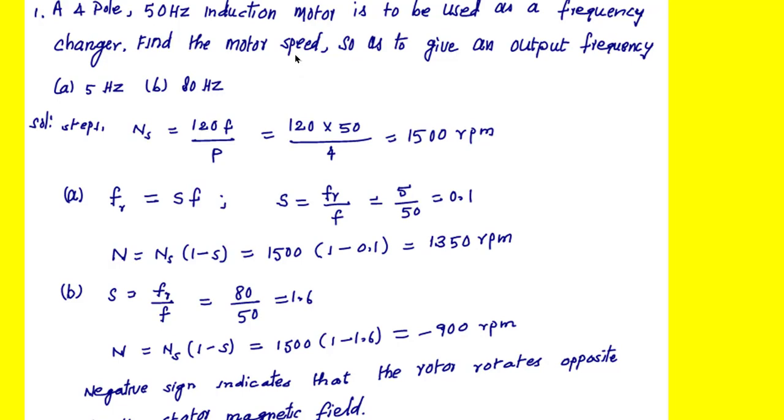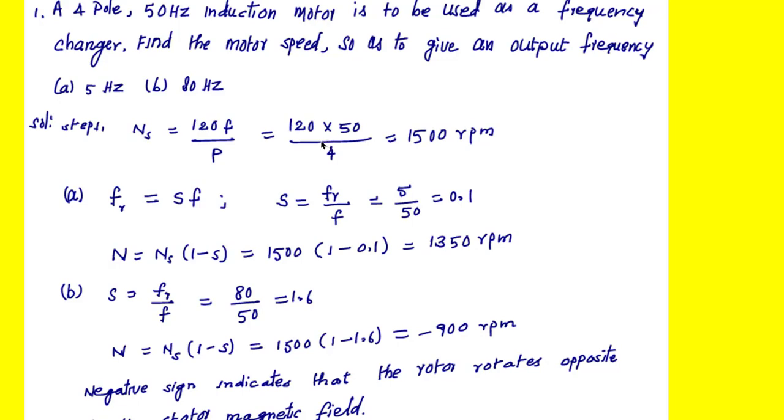So to know the motor speed, we should know what is the slip. To know the slip, we know the relation between the supply frequency and the rotor frequency. And also we know the synchronous speed formula, that is 120 F by P. So using all this, we can solve this problem.